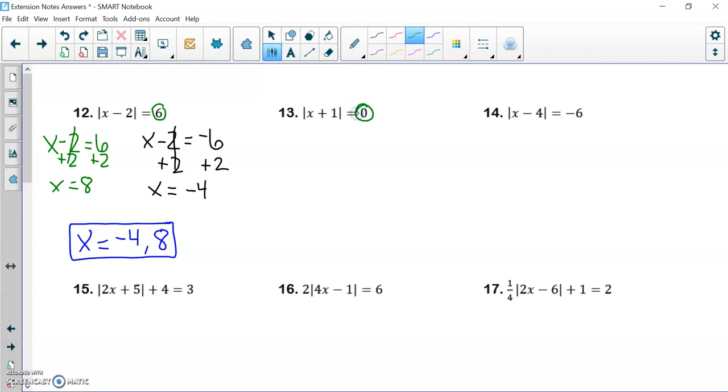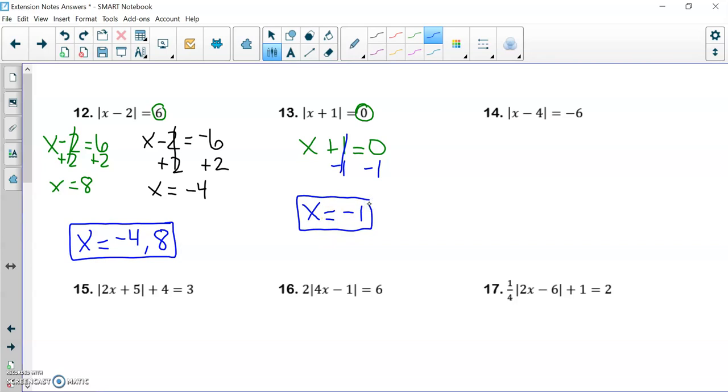All right, number 13, my absolute values are isolated and it's equal to 0. Since 0 is a neutral number, that means that we're only going to have one solution. So I'm just going to drop my absolute values, rewrite my equation, and solve. Subtracting 1 from both sides, x could be a value of negative 1 to make this equation true.